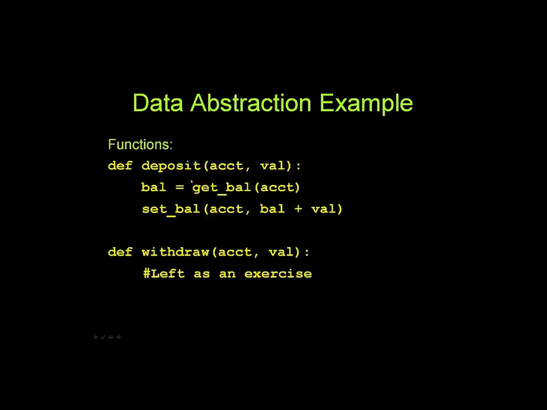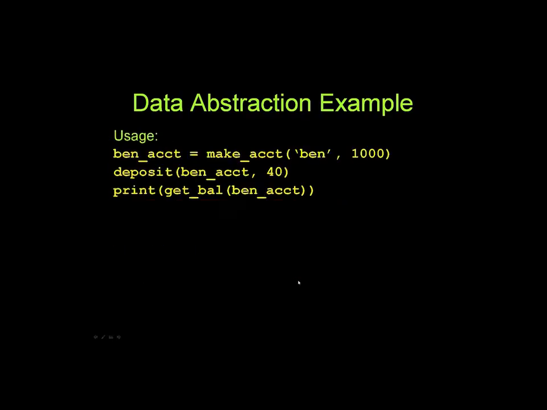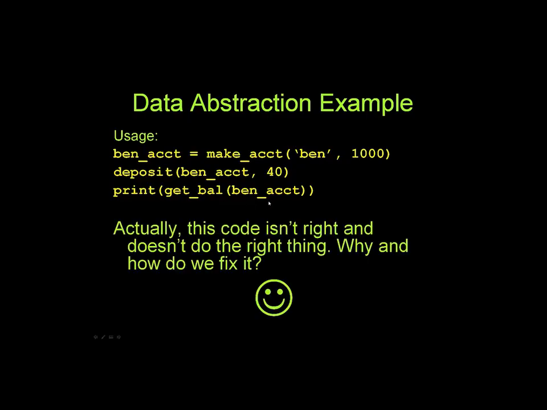Then you can deposit money this way. You basically get an account and a val, which is a value to deposit. You get a balance, and then you set the balance. Withdraw, you can do something else. Then bank account is make account ban 1000, deposit is bank account 40, print get balance bank account. Well, it turns out this doesn't actually work.